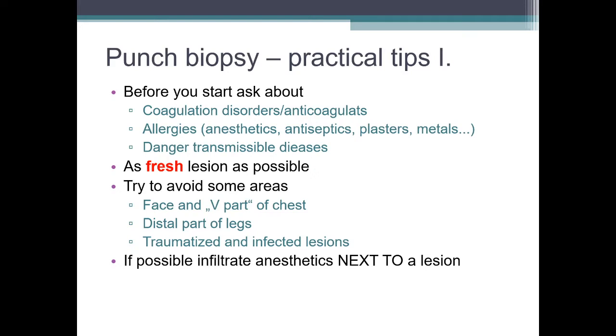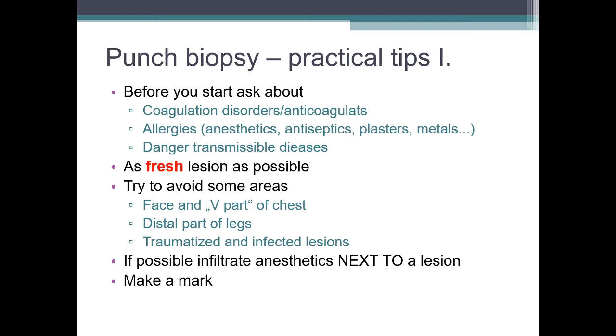Yeah, we use anesthetics, but if it is a diagnostic biopsy, not a complete excision, it's good not to put anesthetics directly into the lesion but next to the lesion, because with the anesthesia you can make artificial edema, and then the histopathologist doesn't know if the edema is caused by the lesion or by the anesthesia.